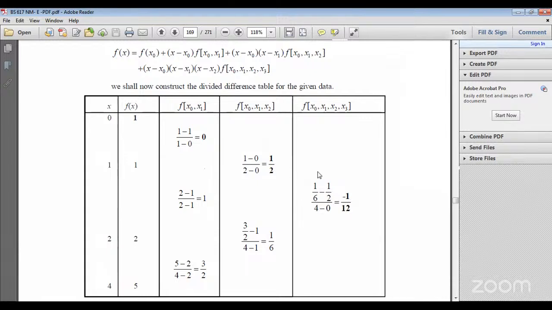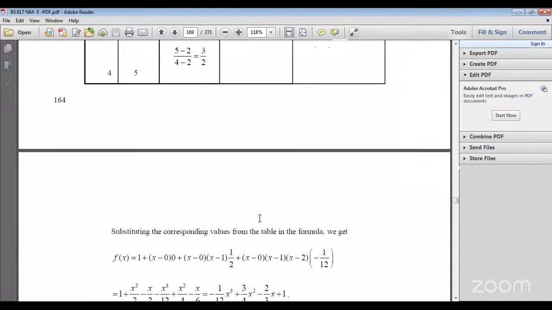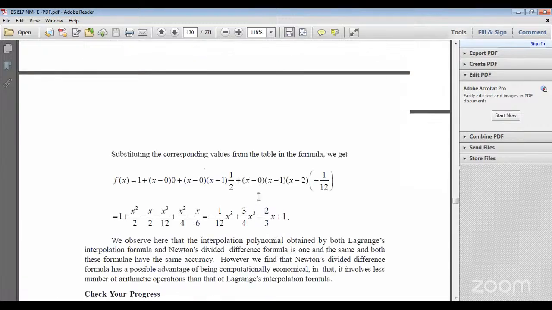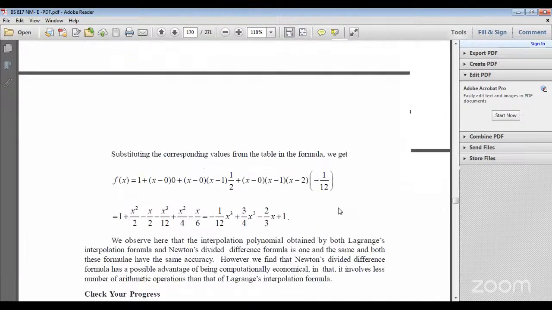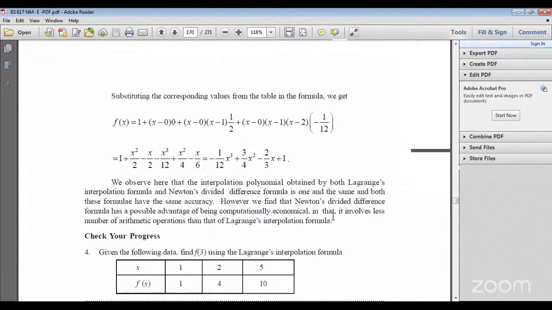So 2 minus 6 minus 4 by 24, that is 1 by 12, exactly correct. 4 minus 0, we are applying these values here, substituting the corresponding values from the table into the formula. We get f of x is equal to 1 plus x minus 0 into 0, x minus 0 into x minus 1 into 1 by 2, x minus 0, x minus 1, x minus 2 into minus 1 by 12. These are 0, 1 by 2 and minus 1 by 12. Substituting into this equation, that is minus 1 by 2, x cubed, 3 by 4 x square minus 2 by 3 x plus 1. I'm taking here.